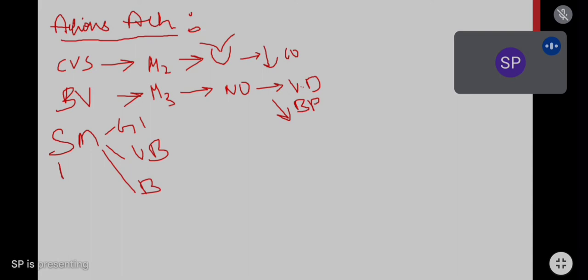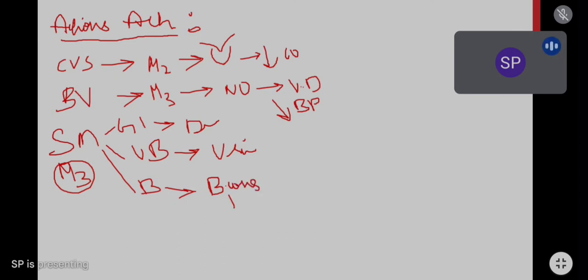On smooth muscles, actually M3 receptors are present. M3 receptors are present on all kinds of smooth muscles. On the GI tract, it increases peristaltic movement and it causes diarrhea. On the urinary bladder, it contracts the trigonal smooth muscles of the bladder and it causes urination. And on the bronchioles, it constricts the bronchial smooth muscles and it causes bronchoconstriction. Very, very important point.